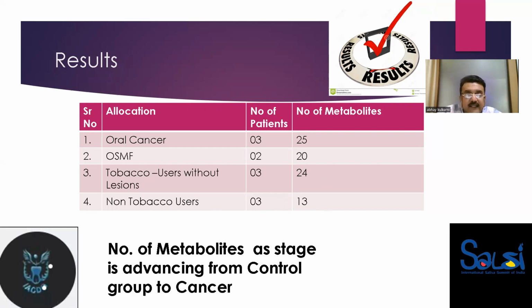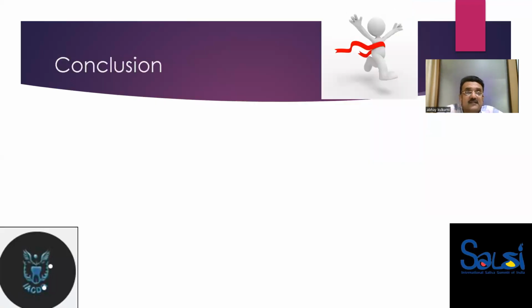This data is scanty, but whatever data we have collected, it is showing that the number of metabolites is increasing as the stage is advancing from the control, that is non-tobacco users, to the group of cancer. So ultimately, the salivary metabolites are increasing as the tobacco use is increasing. And once the tobacco use is increasing and the patients are affected with the pre-cancer and again the cancer stage, the number of metabolites is increasing. The data, even though it is quite scanty, is still indicative of what results we are going to get in future.